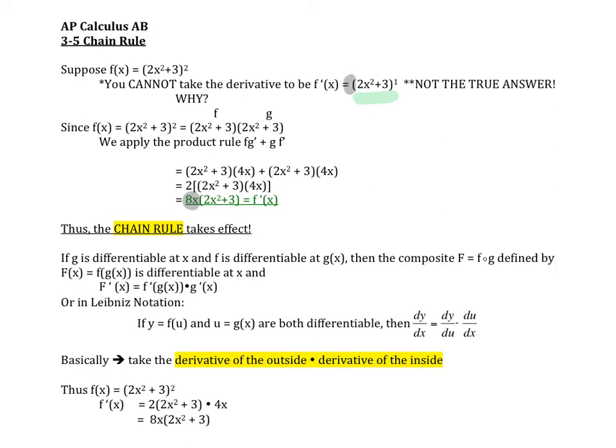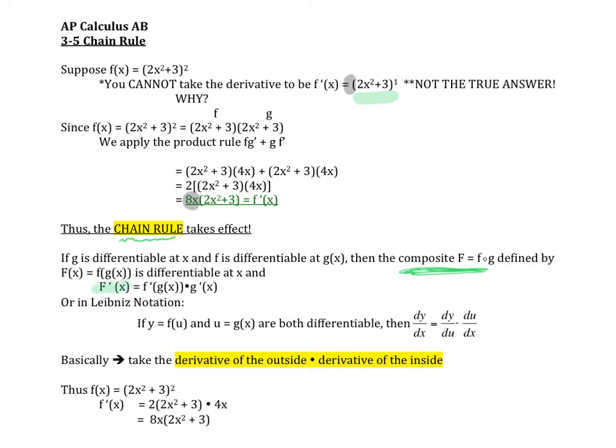So right here, we've got our chain rule. And let's talk about what the chain rule is. If g is differentiable at x and f is differentiable at g of x, then the composite, so a chain means that we have a composite, f of g defined by f of g of x is differentiable at x, and f prime of x equals, here is what the chain rule tells us, so let's pay attention to this.